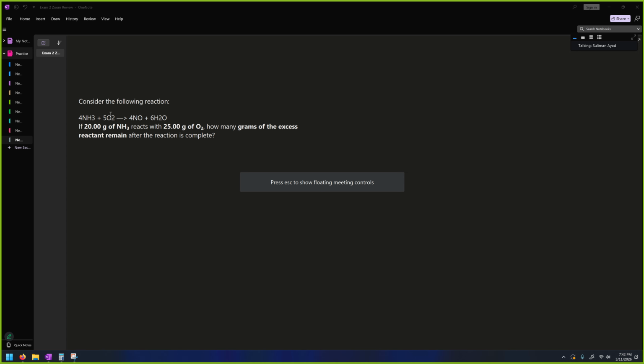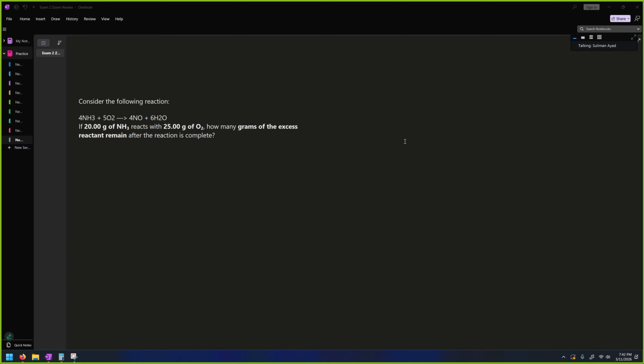We have 4 ammonias and 5 oxygens react to make 4 nitric oxides and 6 waters. If 20 grams of ammonia reacts with 25 grams of oxygen, how many grams of the excess reactant remain after the reaction is complete? To solve a problem like this, we need to set up two parallel reactions. We will solve for both of them, converting them into one of our products.